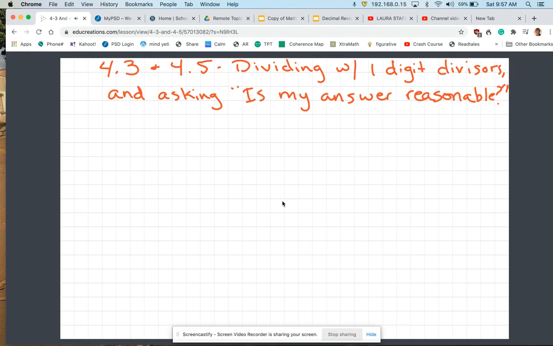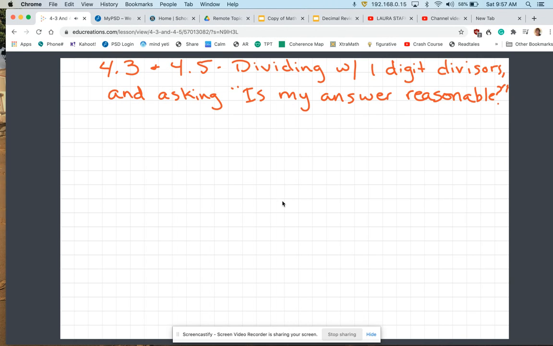We are going to be looking at lessons 4-3 and 4-5 today. And really both of those are going to be a review, dividing with one-digit divisors and asking, is my answer reasonable? First, I want you to think, why do I care if your answer is reasonable? How do you figure out if your answer is reasonable? Go ahead and pause your video. Think that through.